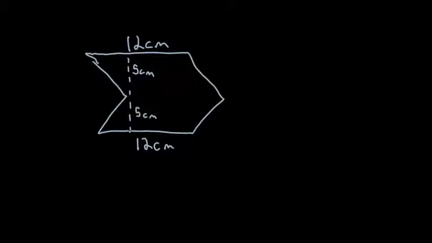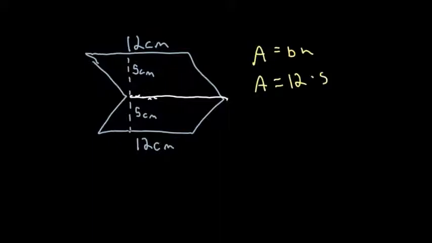Alright, so let's do one more composite figure. So here I got what looks kind of like an arrow, but I can break up this arrow with this white line into two parallelograms. So area of a parallelogram is base times height, and my base is going to be 12 and my height is 5, and I have two of those, so I can just multiply it by 2 after I find the area.